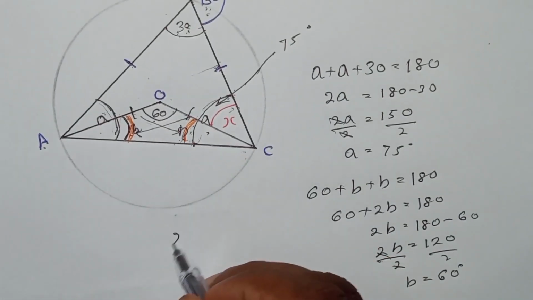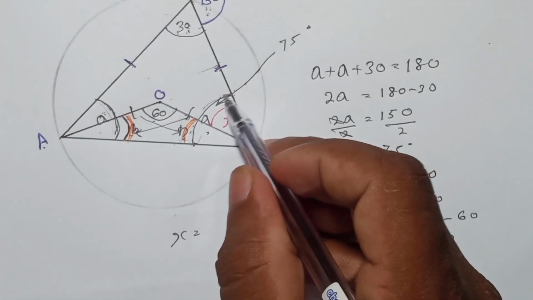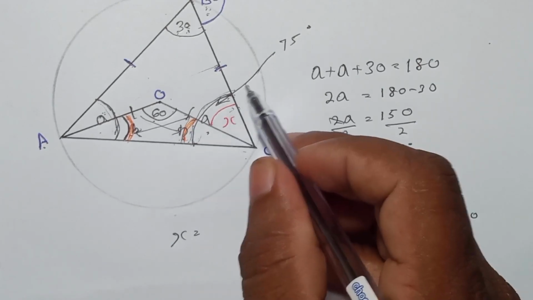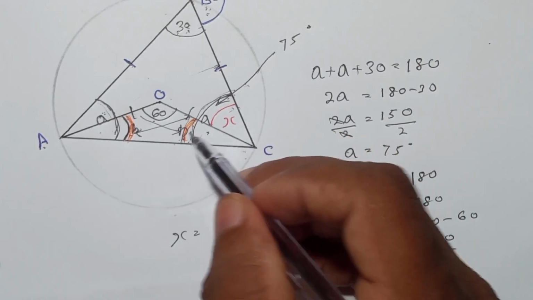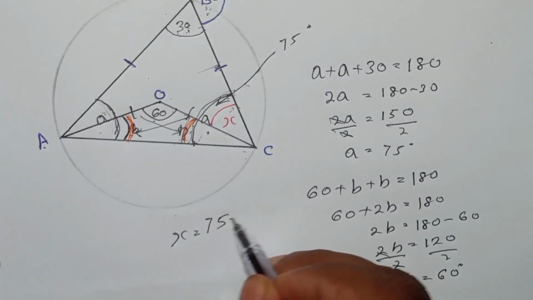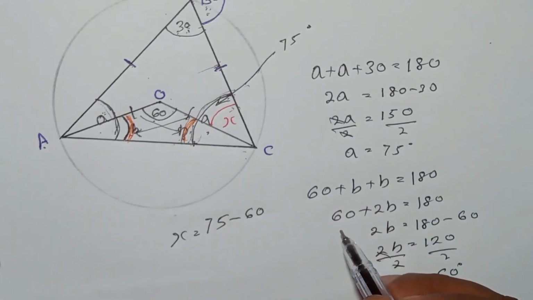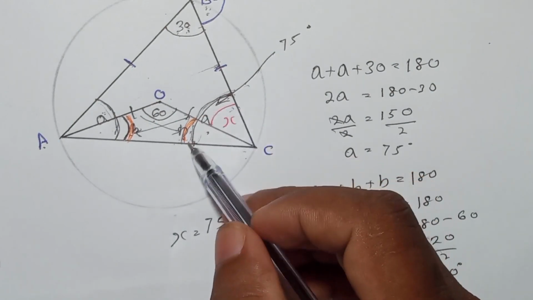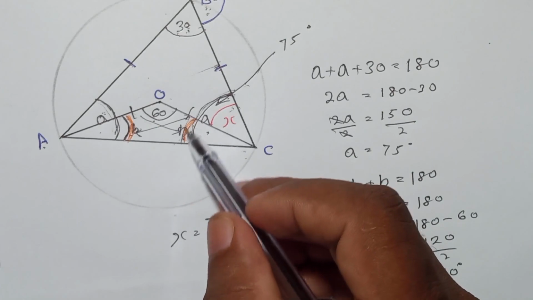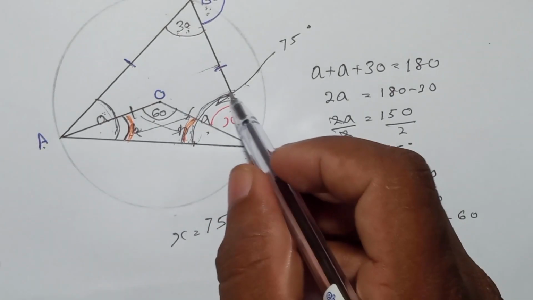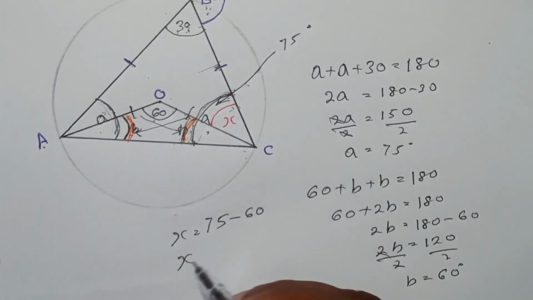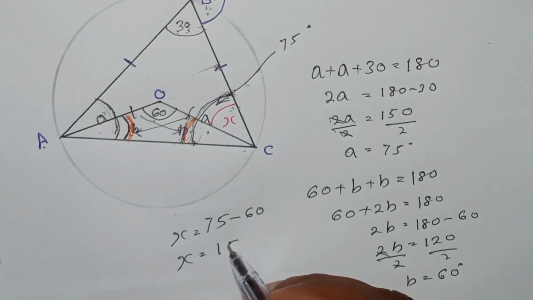Like this way. x is this angle minus this angle value, from 75 minus 60. Try to understand: I got earlier this angle as 75, and now I got this one as 60. So from this big angle subtract this one, then you get x. So here the answer x will be equal to 15 degrees.